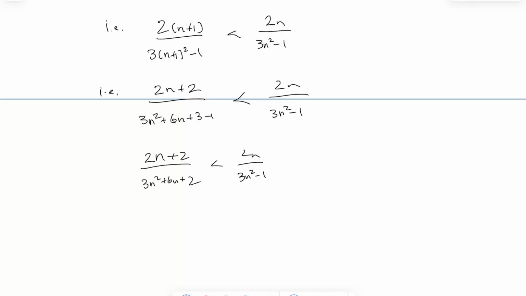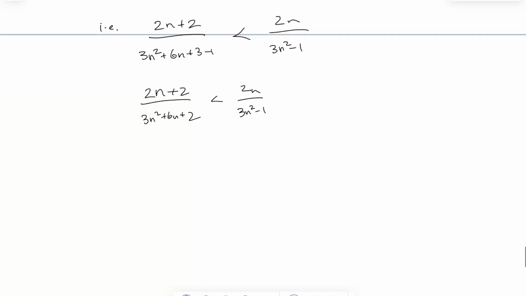Everybody feeling all right about this? All right. It's easy to mess up, as I said. Now I multiply across. It will say 2n plus 2 times 3n squared minus 1, less than 2n times that other stuff plus 6n plus 2. Remember, logically speaking, this is still what I need to prove. This is not something that you already know is true. This is what I need to prove is true. That's why I put all of these things here.